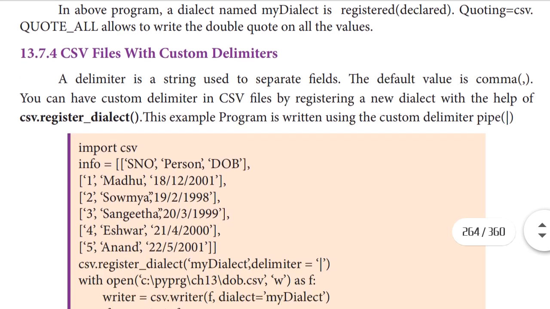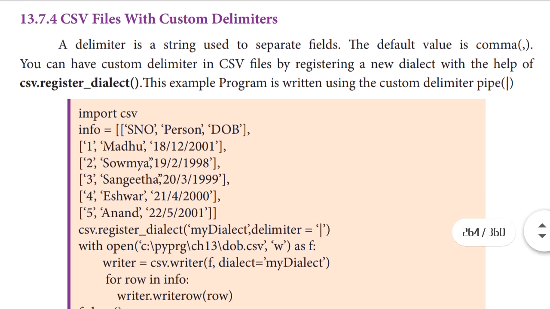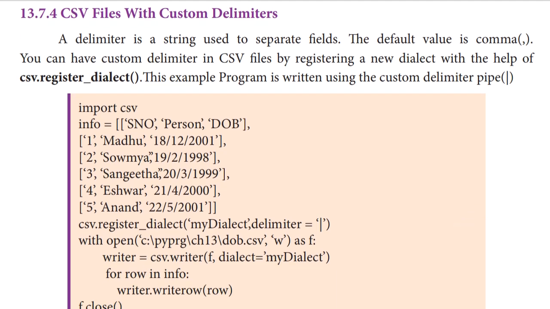Next we are going to see CSV file with custom delimiters. A delimiter is a string used to separate fields. So what is a delimiter, we are using the delimiter to separate the fields. The default value is comma. So the default delimiter is a comma. You can have a custom delimiter in a CSV file by registering a new dialect with the help of csv.register_dialect. So whatever delimiter we need, we can mention with the help of csv.register_dialect.